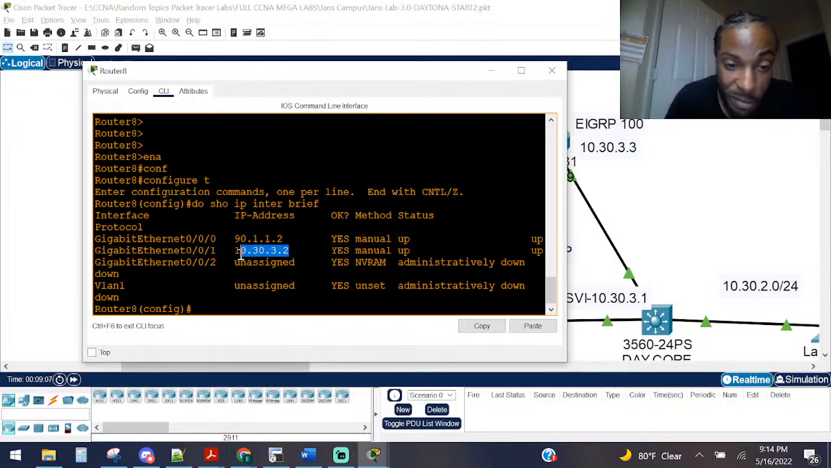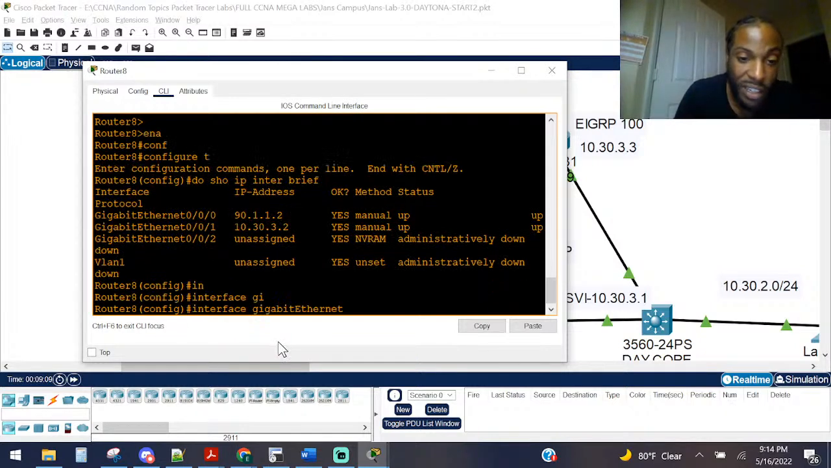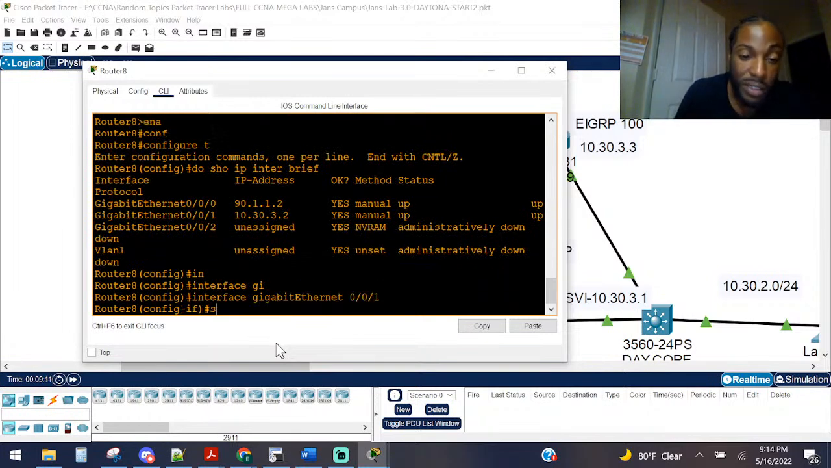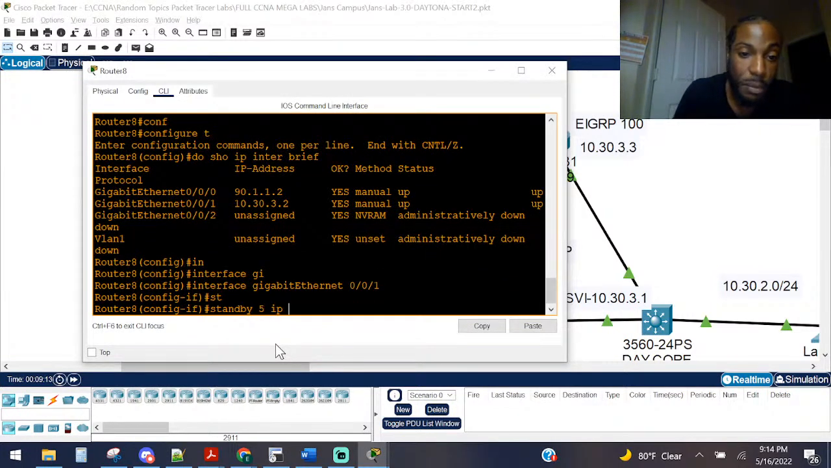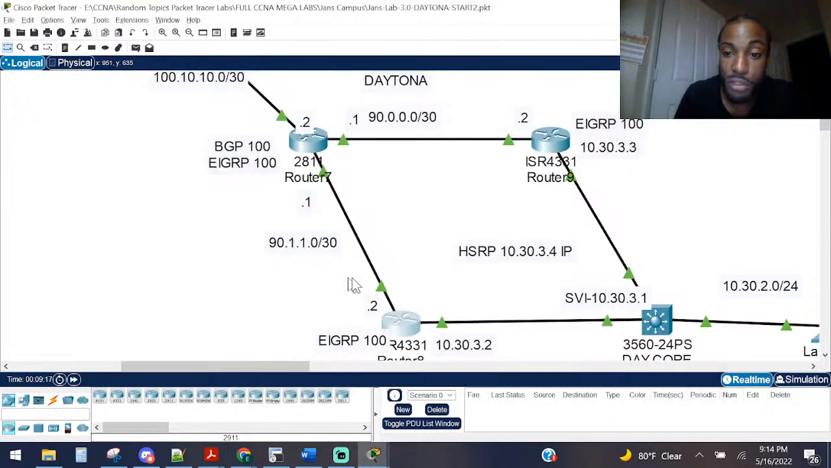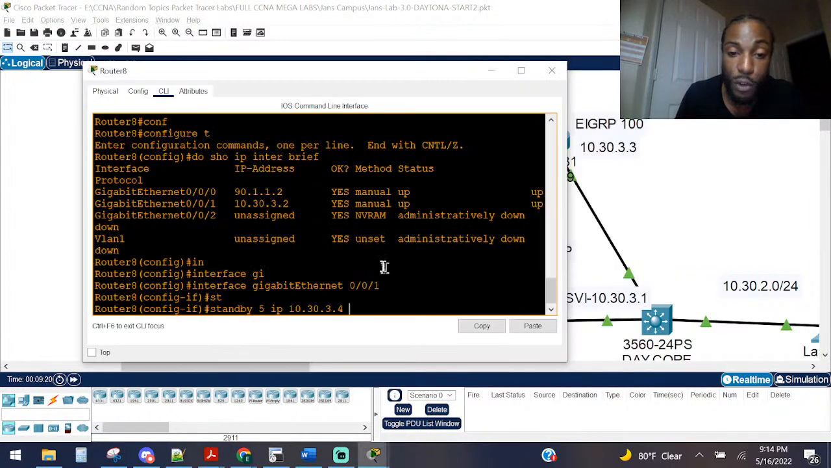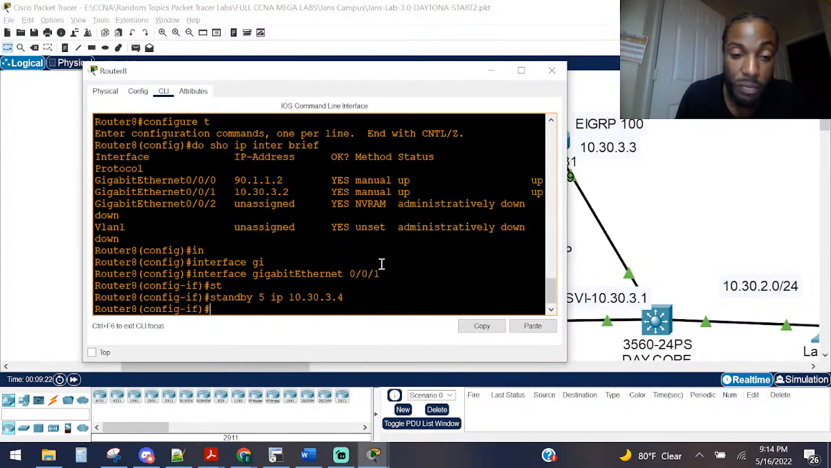Gig 0/0/1. That's the interface right there. So interface gig 0/0/1, we're going to say standby. We'll put it in group 5. The IP address is 10.30.3.4, the HSRP address they're going to be sharing. The VIP, right? Virtual IP, not very important person.